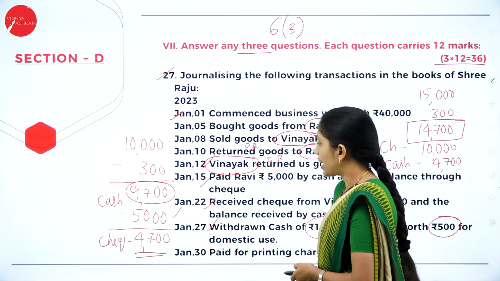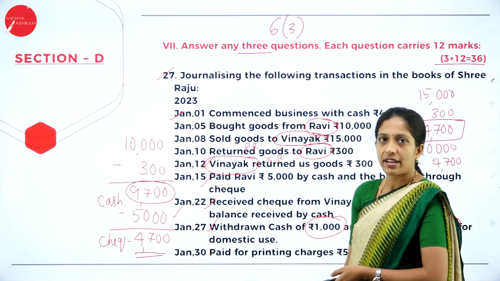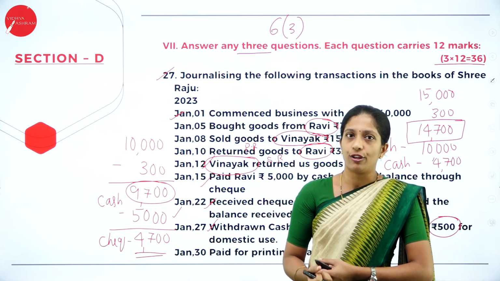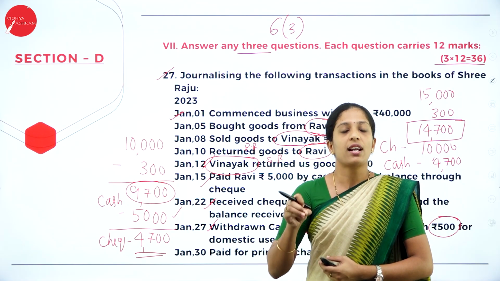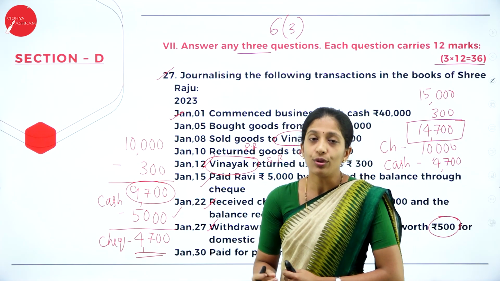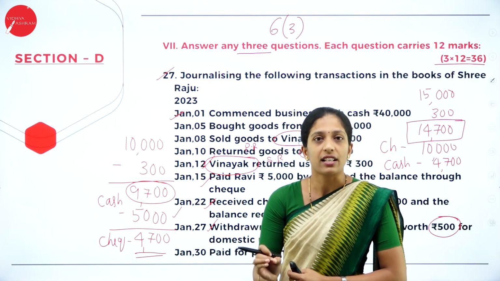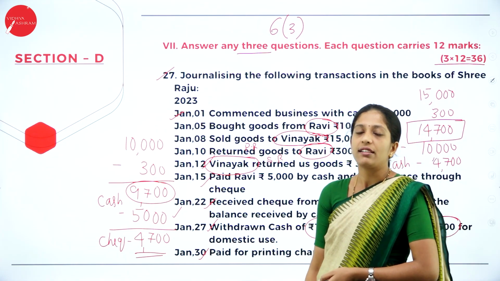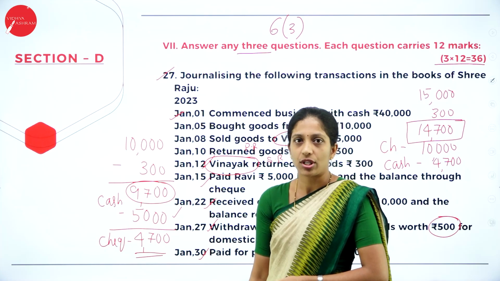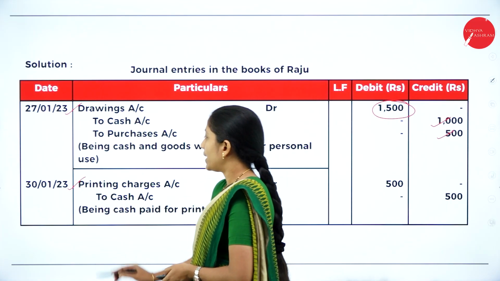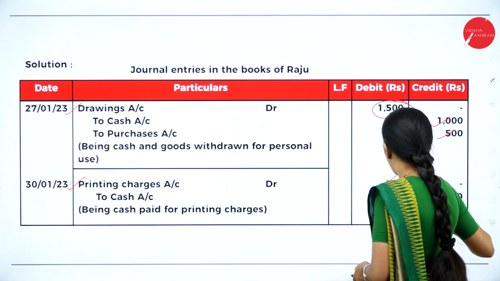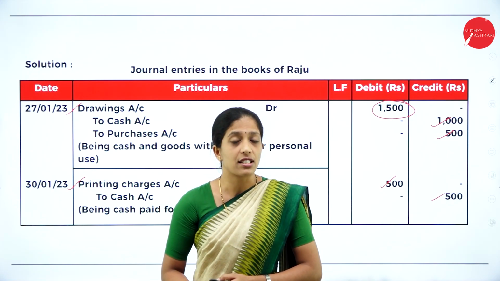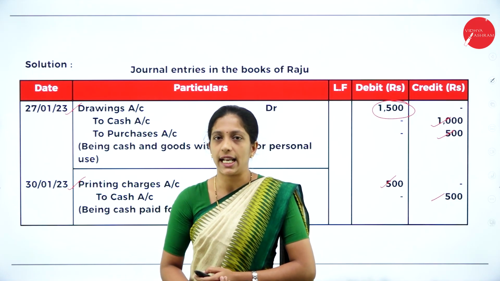Now coming to your last transaction, paid for printing charges. Printing charges is an expense. Your golden rule tells us to debit all expenses and losses. So when you pay printing charges, your entry will be printing charges account debit, to cash account, as cash goes out of the business. So January 30th, paid for printing charges. Amount is 500. 30th, printing charges account debit to cash account 500. Narration being cash paid for printing charges. So hope you are clear about the first 12 marks problem, that is on journal entries.